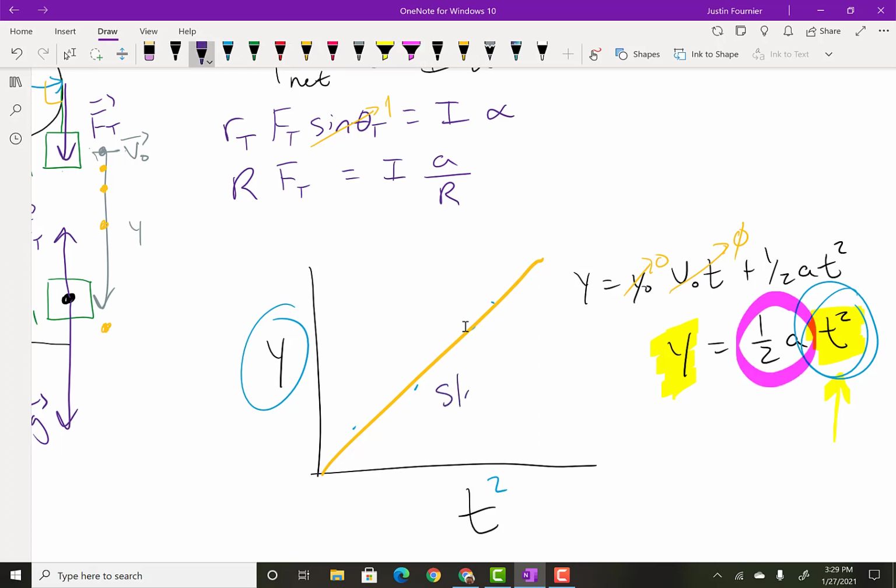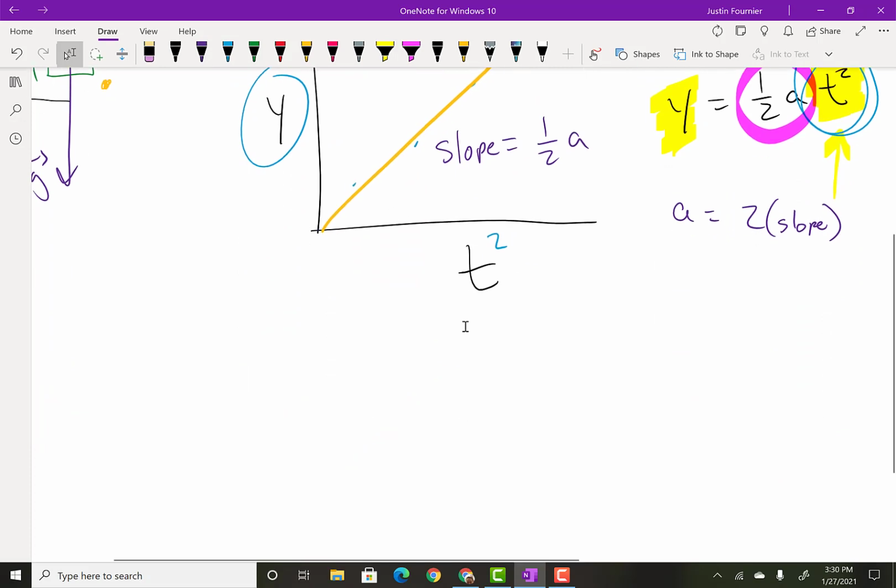Again, if you want to try this on your own, see how far you can get in terms of trying to calculate the moment of inertia and that beta right there. So slope is 1/2 a. In order to get a, it's going to be equal to twice my slope. So that would give me the acceleration.